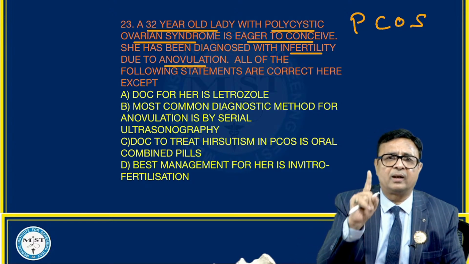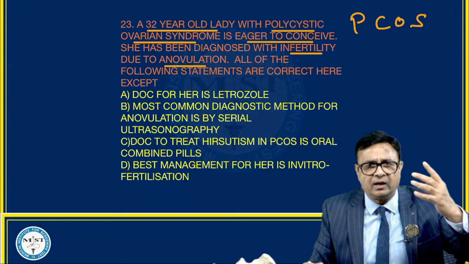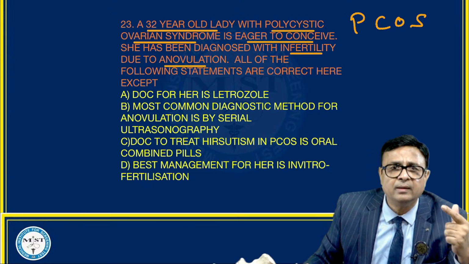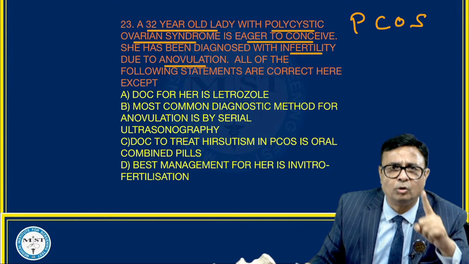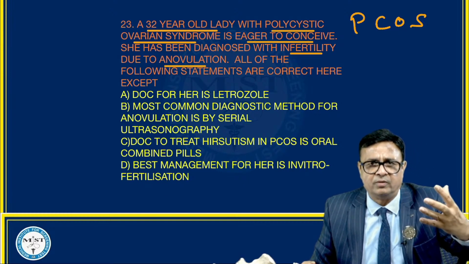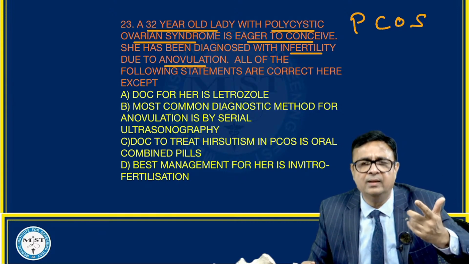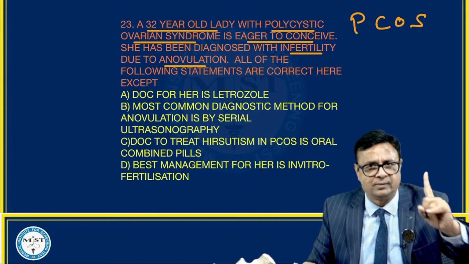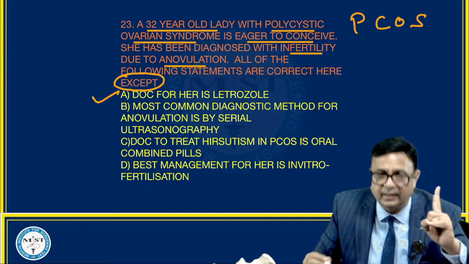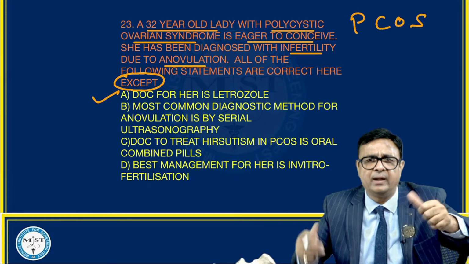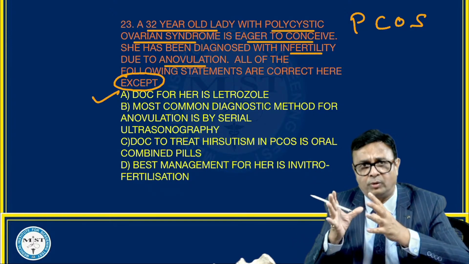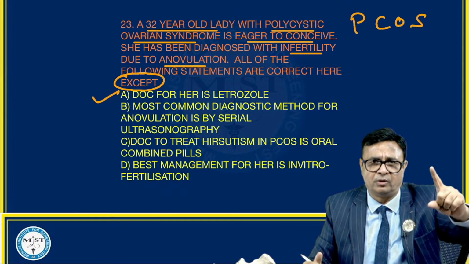Drug of choice for her is letrozole. How many agree with me? Drug of choice to treat infertility in polycystic ovarian syndrome if she wants to conceive is letrozole. Correct statement. The question is except, so we need to choose the incorrect statement. This is the correct statement, a very important chocolate single-liner question for our exam.